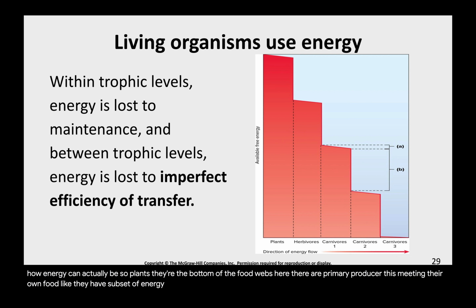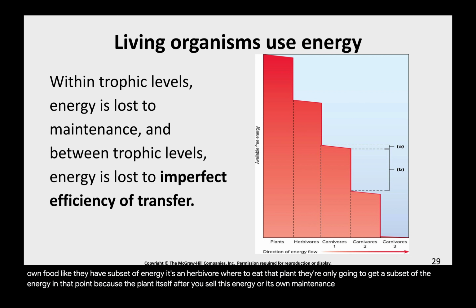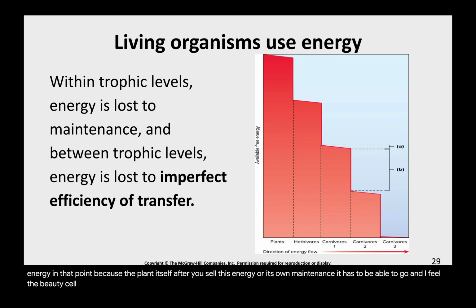Right? If an herbivore were to eat that plant, they're only going to get a subset of the energy in that plant because the plant itself has to use some of its energy for its own maintenance. Right? It has to be able to grow, it has to be able to do these cellular processes. So it's going to use up some of that energy. So if we eat that plant, we're only going to get a subset of that energy available.